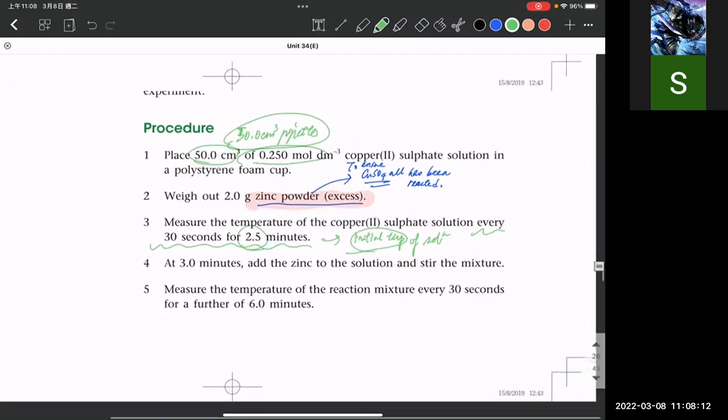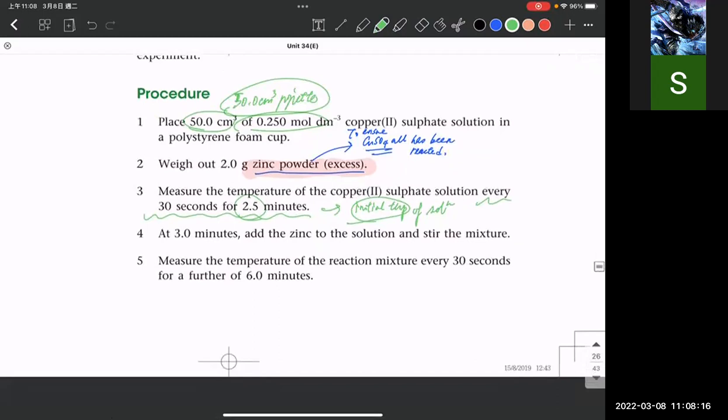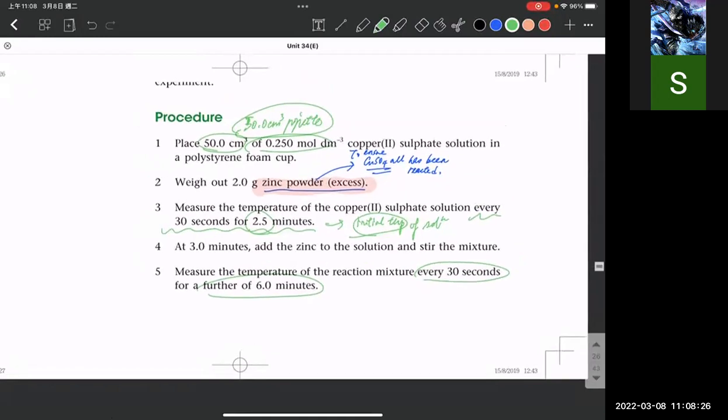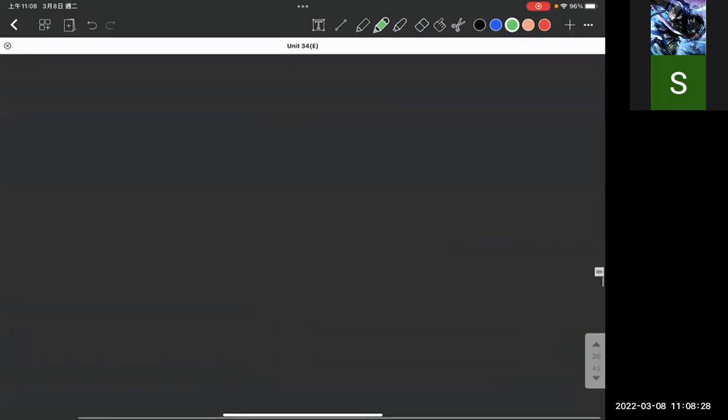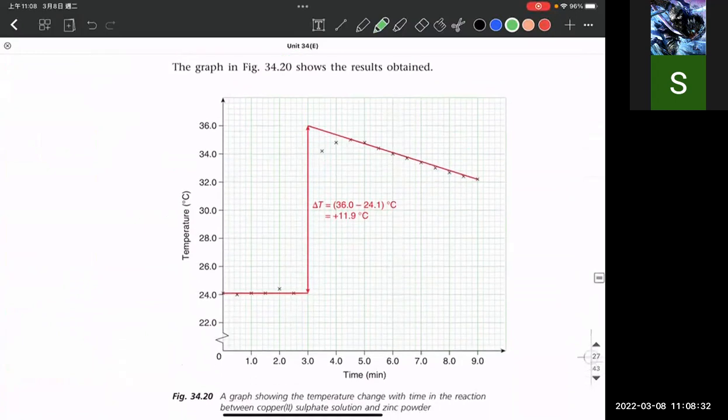So it's another principle. And then at 3 minutes, add the zinc into the solution and stir the mixture, and then measure the temperature of the solution mixture every 30 seconds for a further 6.0 minutes. Do you realize? So why is the following step so clumsy? Now, indeed, this is necessary.